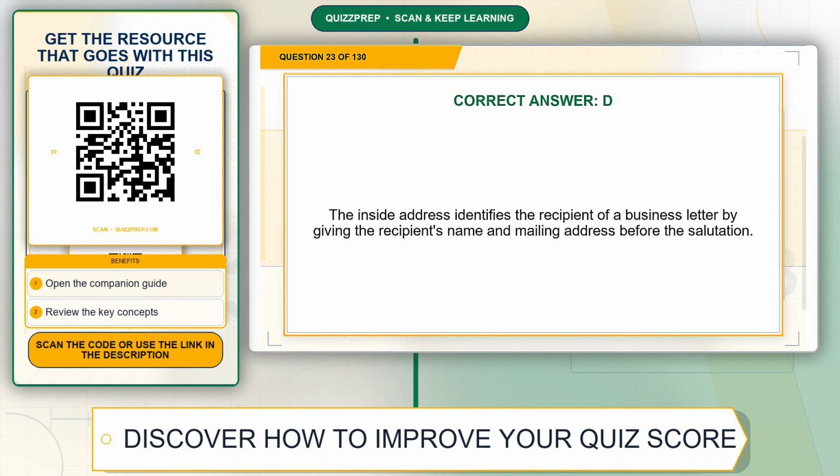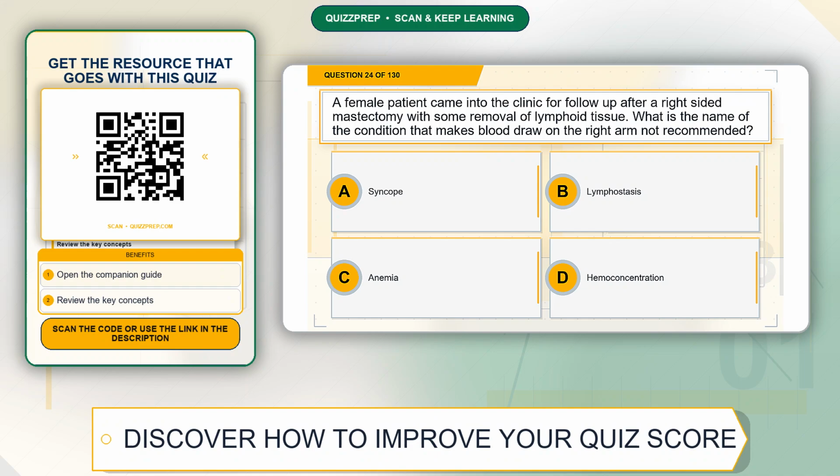Explanation. The inside address identifies the recipient of a business letter by giving the recipient's name and mailing address before the salutation. Question 24. A female patient came into the clinic for follow-up after a right-sided mastectomy with some removal of lymphoid tissue. What is the name of the condition that makes blood draw on the right arm not recommended? Option A, syncope. Option B, lymphostasis. Option C, anemia. Option D, hemoconcentration.